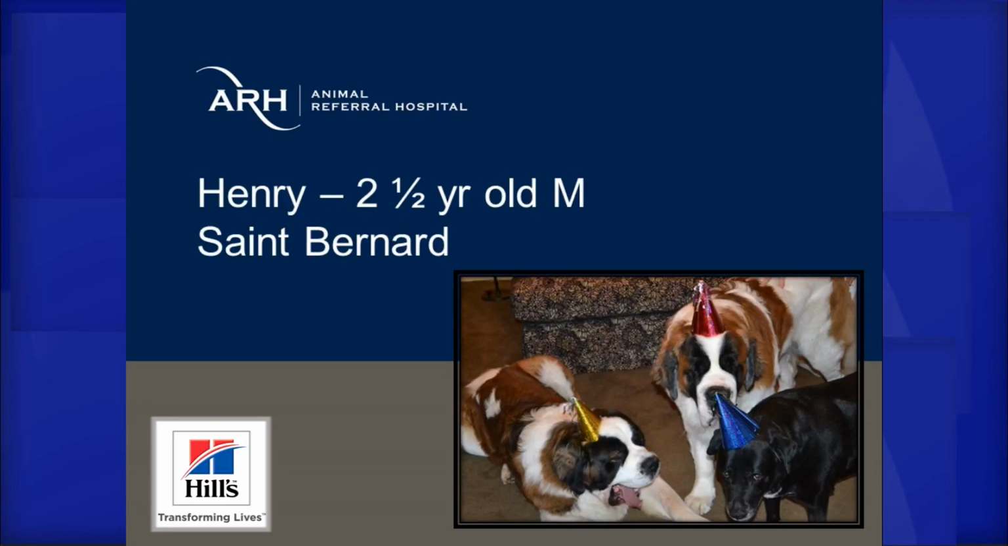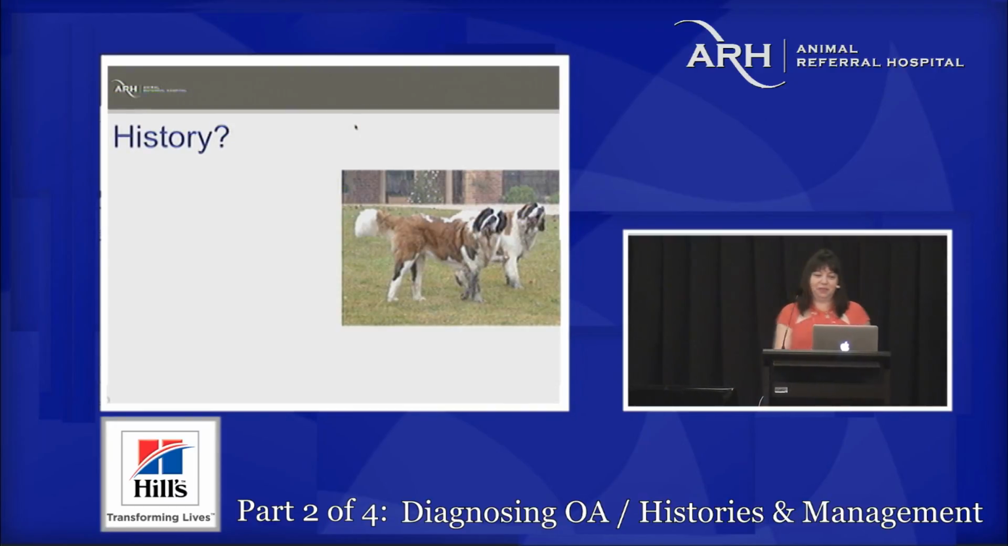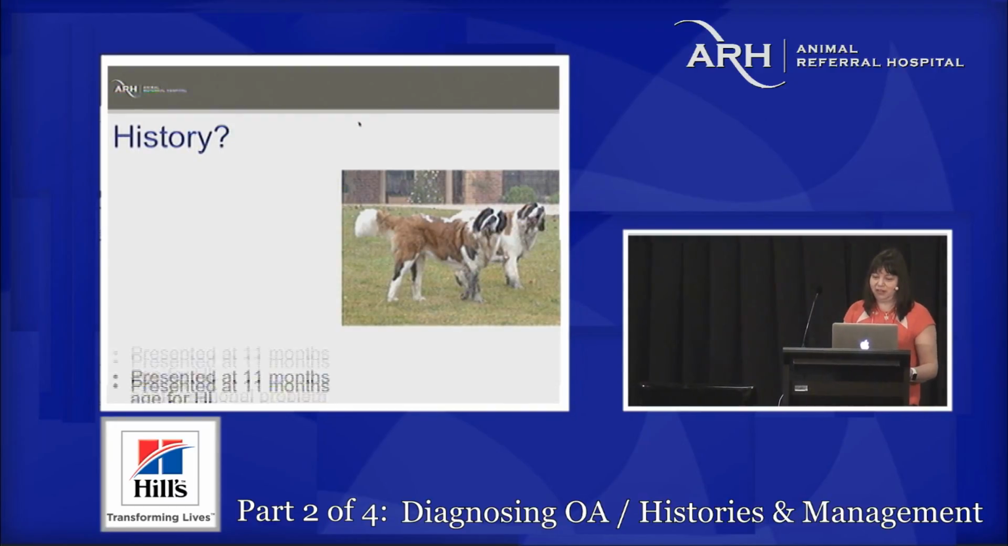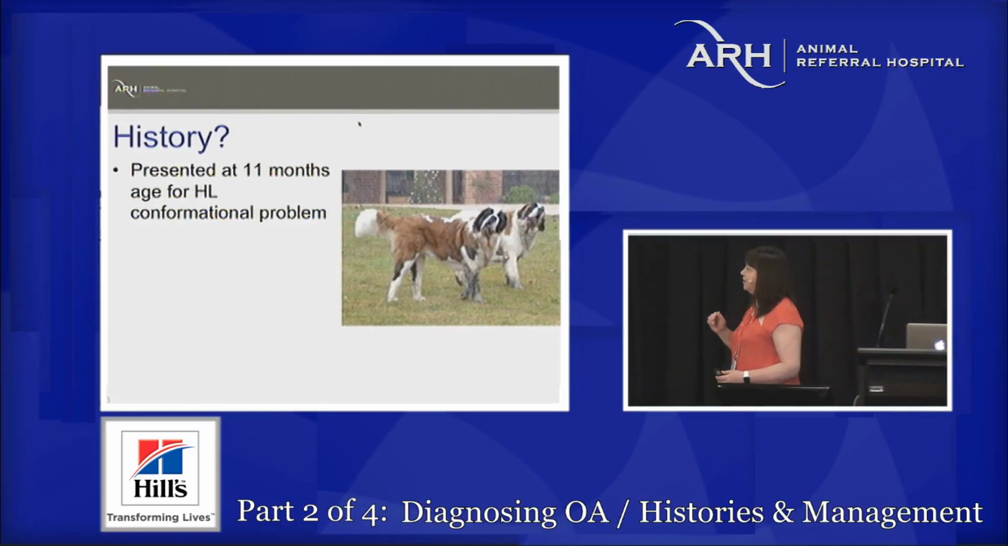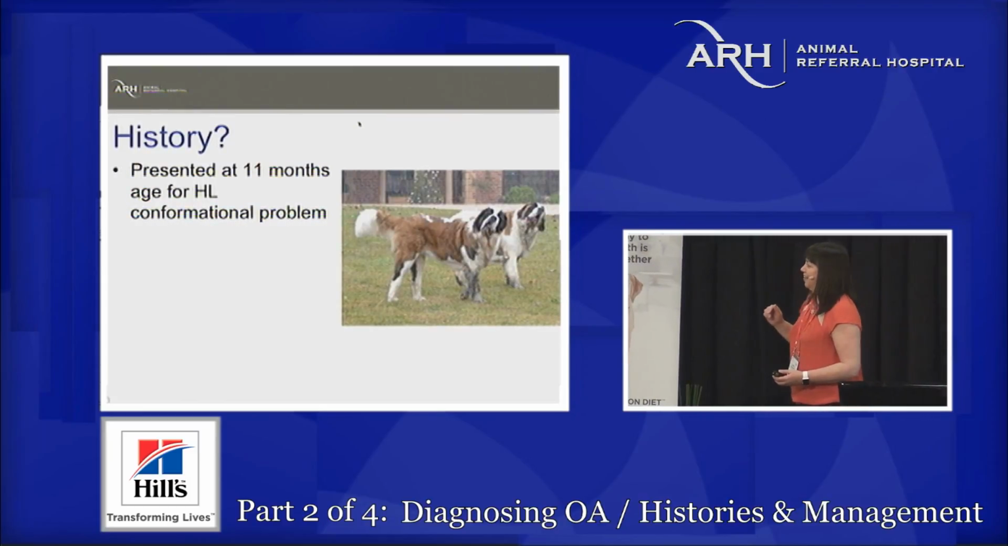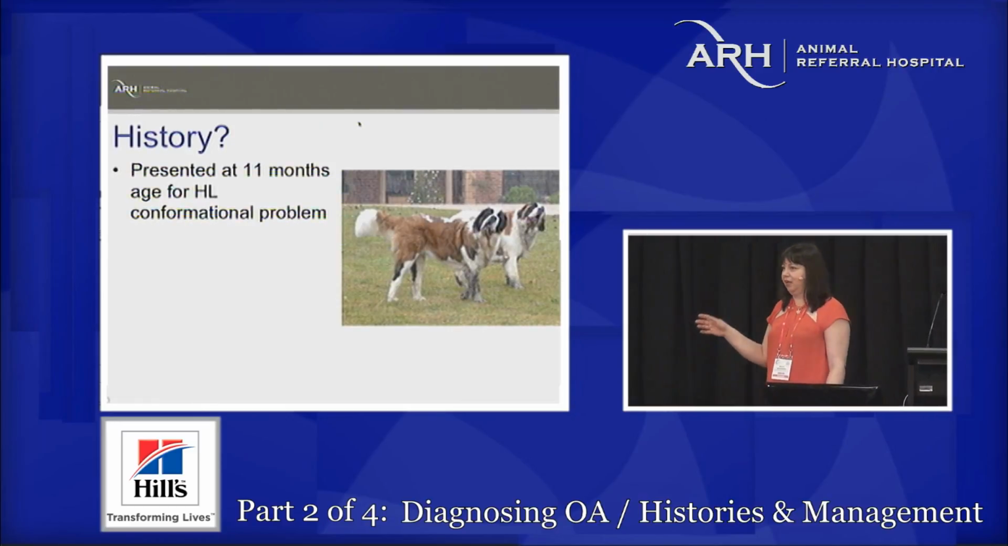I talked about this case actually yesterday, but I didn't show as many slides. So this is Henry. Henry, I think, is the one with the pink hat on. That's the second birthday party, I think, with his brother Fred and George. Henry's owned by a good client of mine. So he originally presented to me when he was 1 with his brother for conformational problems, and apparently a left head tilt that they both contracted. But anyway, they were presented because the owner was worried about their hind leg conformation.